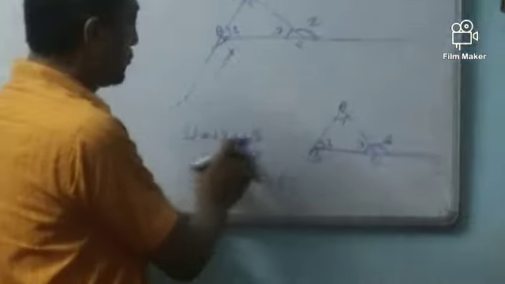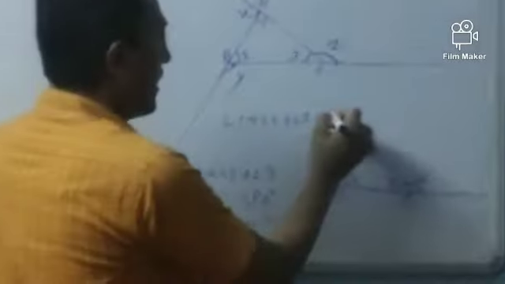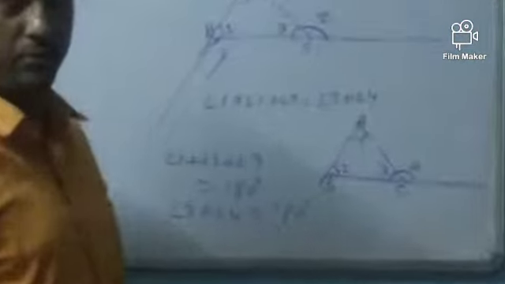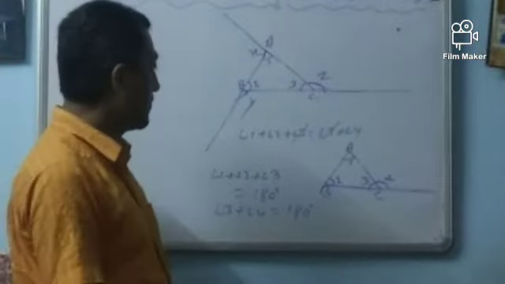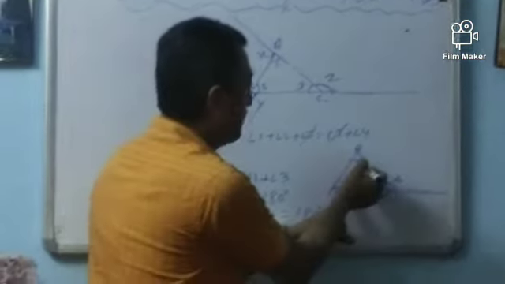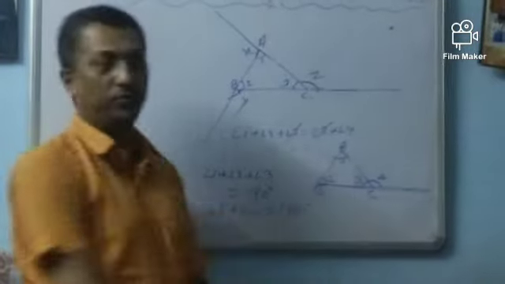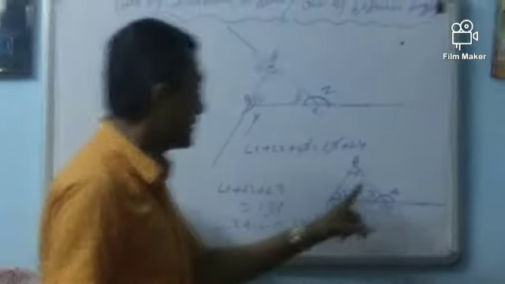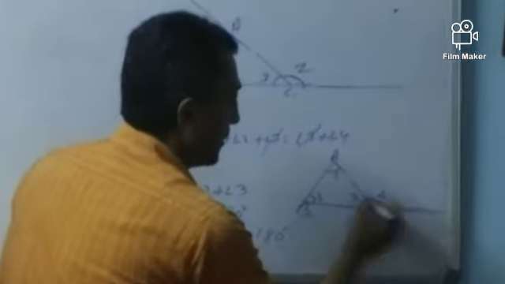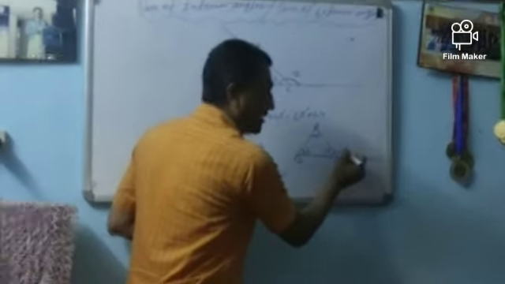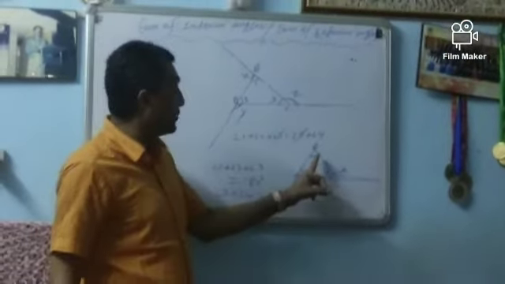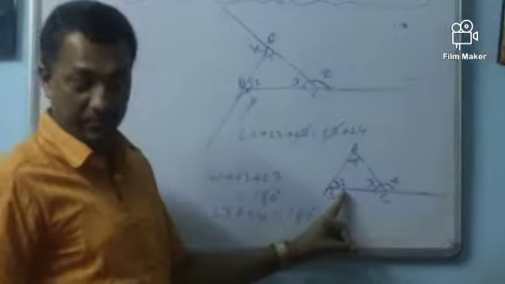Meaning angle 1 plus angle 2 plus angle 3 is equal to angle 3 plus angle 4. You see angle 3 cancels. So what is this? Angle 1 plus angle 2 is equal to angle 4. So the sum of interior angles is equal to the exterior angle. Also, we may say that an exterior angle is the sum of the opposite two interior angles.